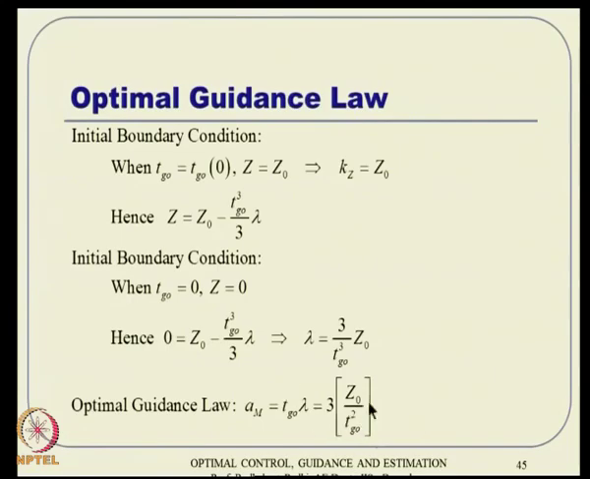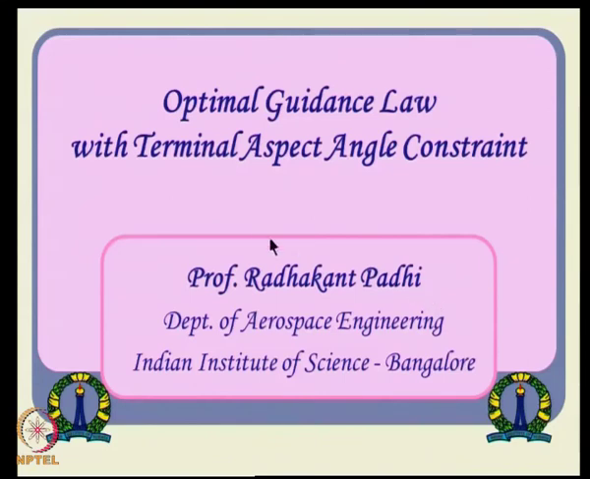Okay, so this is where we are actually. Now, finally, we will also see a different application and ask, can we really do something better, because we are using optimal control theory. Going and finding a missed distance of 0 is not the only condition actually. We need to do a little better than that. So then this idea of terminal aspect angle constraint guidance comes.